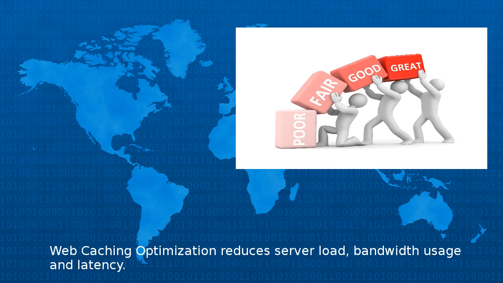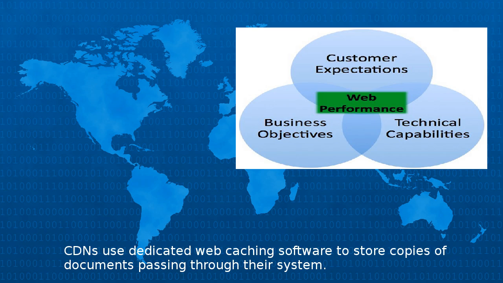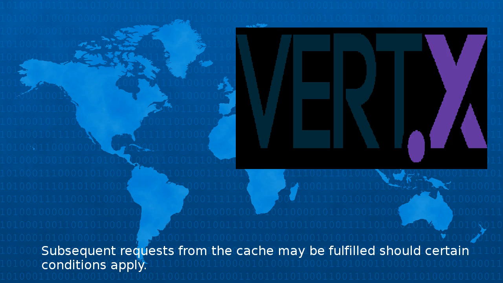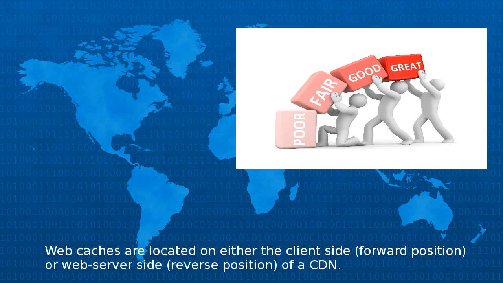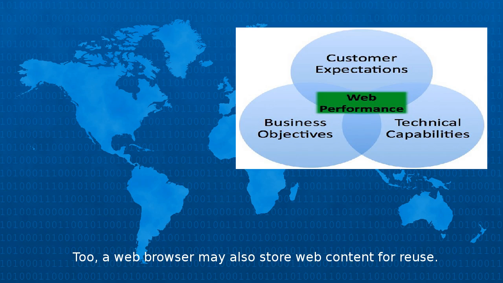Web caching optimization reduces server load, bandwidth usage and latency. CDNs use dedicated web caching software to store copies of documents passing through their system. Subsequent requests from the cache may be fulfilled should certain conditions apply. Web caches are located on either the client side, forward position, or web server side, reverse position, of a CDN. A web browser may also store web content for reuse.